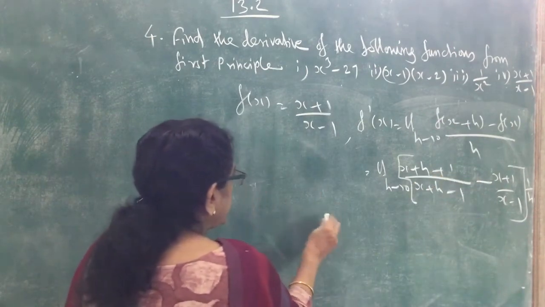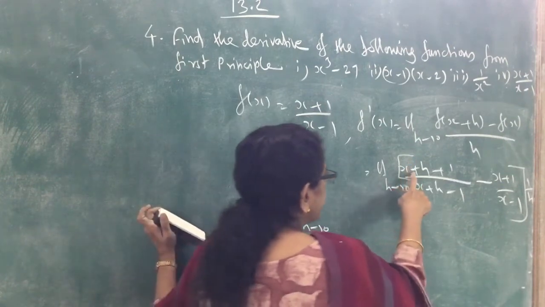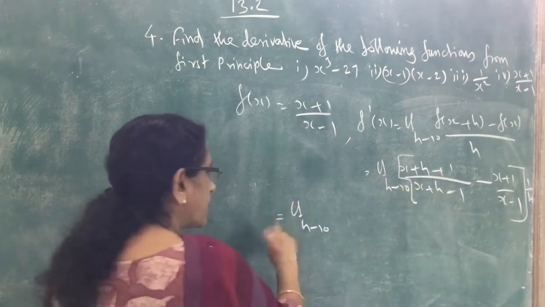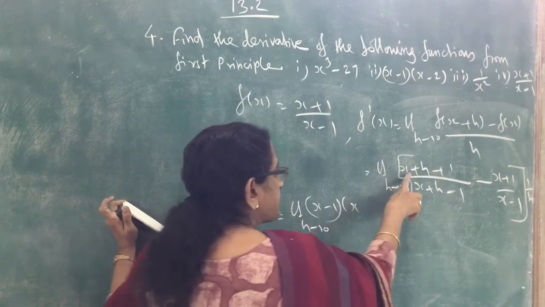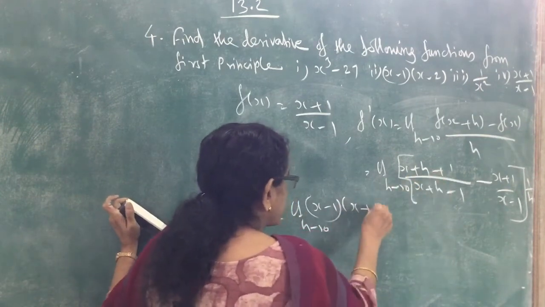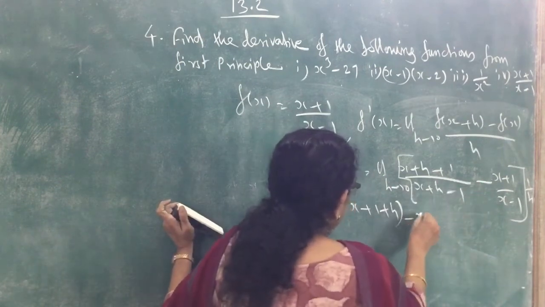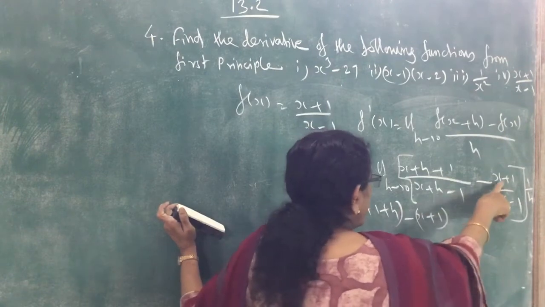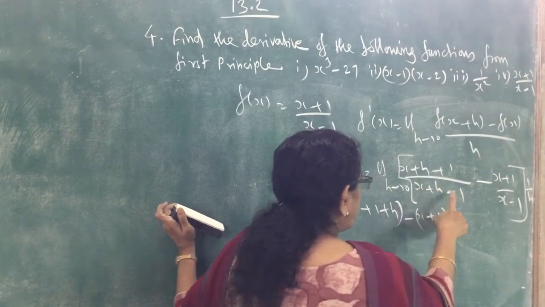So we get the limit h tends to 0 of x plus h plus 1 into x minus 1, or we can write x minus 1 into x plus h plus 1. We can write x plus 1 plus h. Both are correct. Now minus x plus 1 into x plus h minus 1, that we can write x minus 1 plus h. Both are correct.